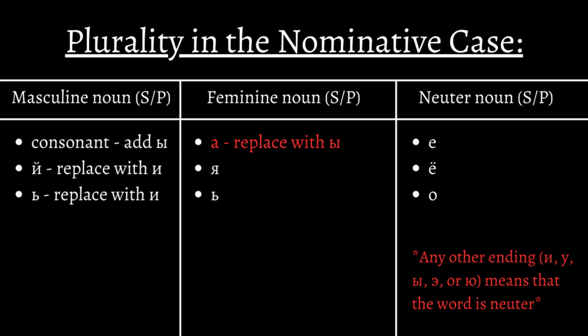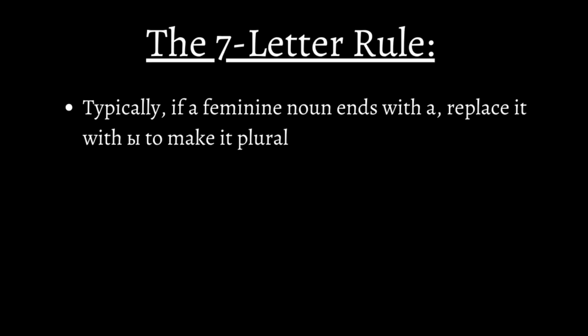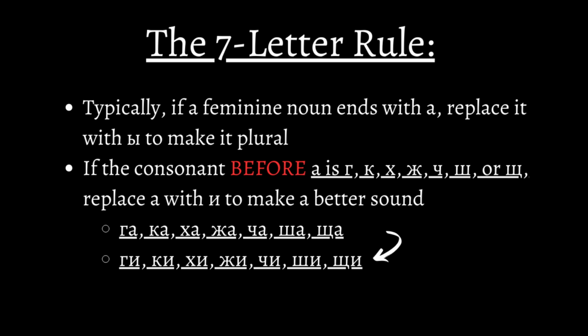Because Russian is expressive, many spellings of Russian words became supported by tradition and created different sounds when the word is pronounced but not when written. The feminine ending with а is one of them, which is known as the 7-letter rule. Typically, if a feminine noun ends with а, you replace it with ы to make it plural. However, if the consonant before а is one of these letters and it ends with га, ка, ха, жа, ча, ша, or ща, you have to replace а with и instead.